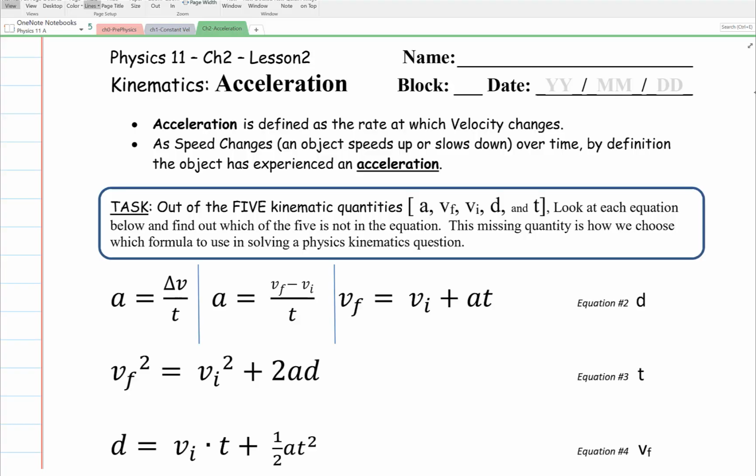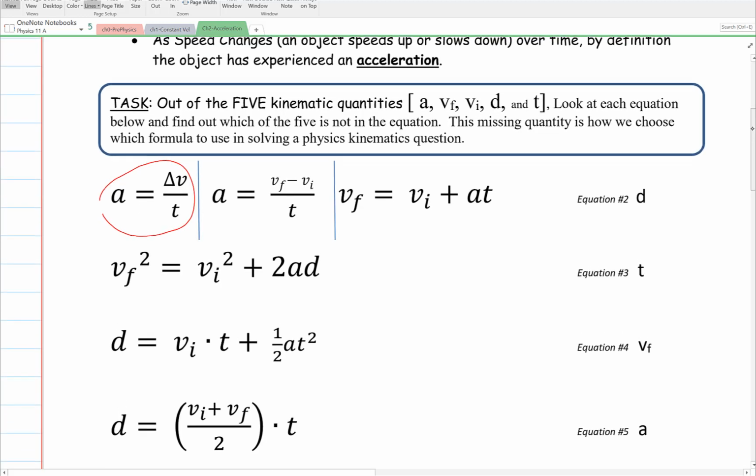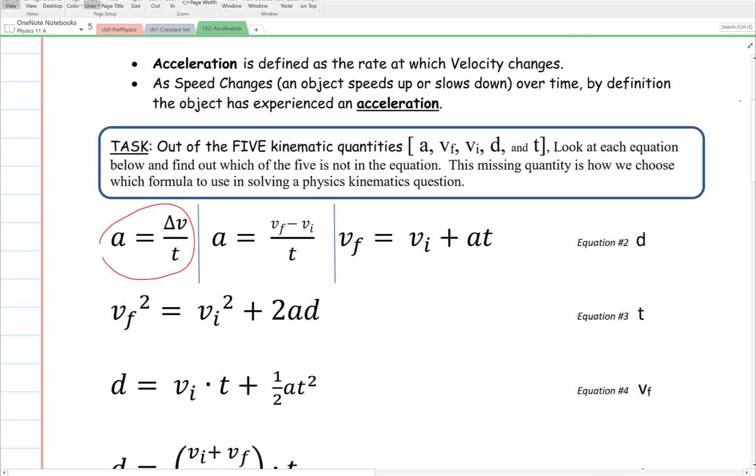This is part 2 of the acceleration lesson. We were introduced with 4 formulas, the definition of acceleration and the other 3, sorry, from last part. Now, what have we learned, or what can you observe from this? Well, we've learned that acceleration is defined as the rate at which velocity changes. So there's our definition of acceleration.